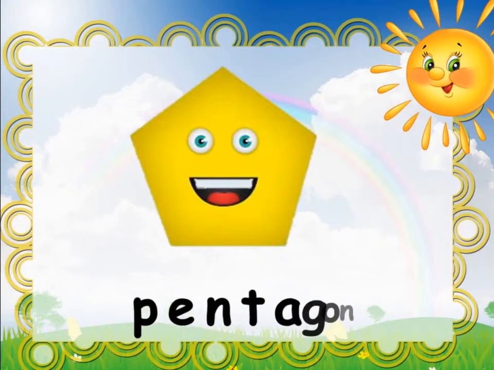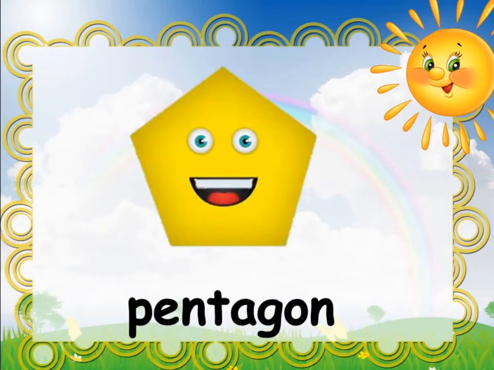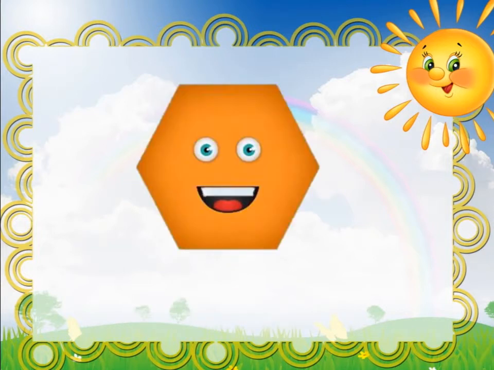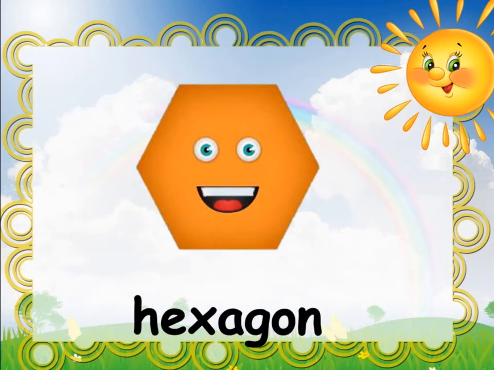And this is a pentagon. Say it, pentagon. Pentagon has 1, 2, 3, 4, 5 sides. And this one is a hexagon. Say it, hexagon. Hexagon has 1, 2, 3, 4, 5, 6. Hexagon has 6 sides.